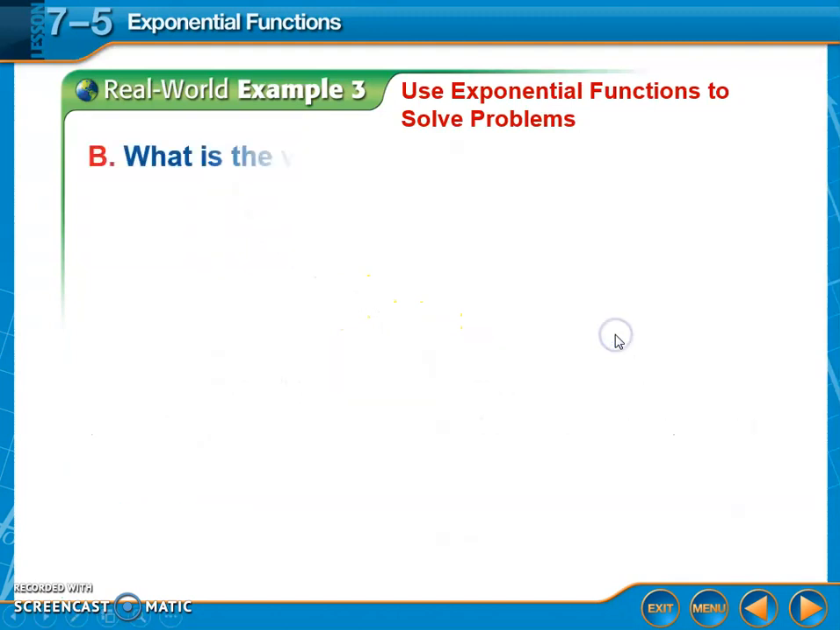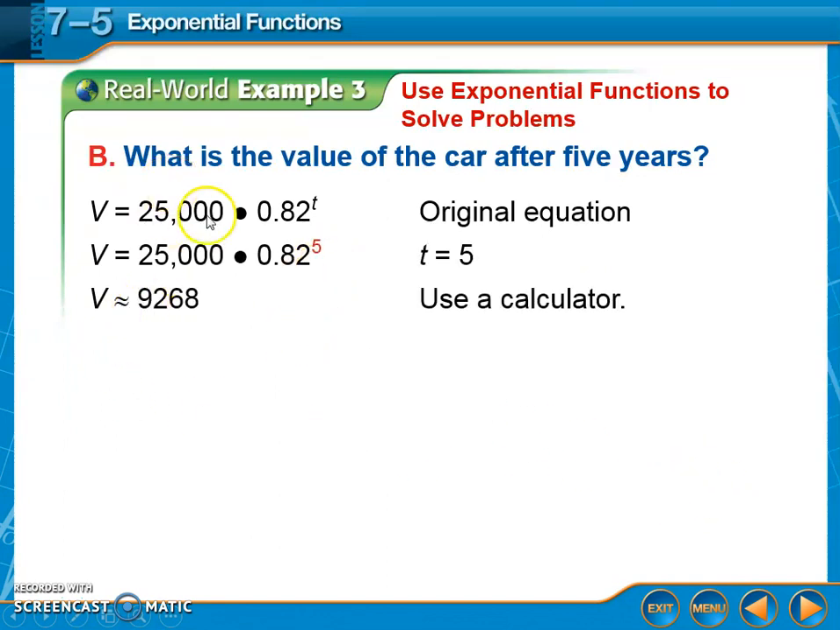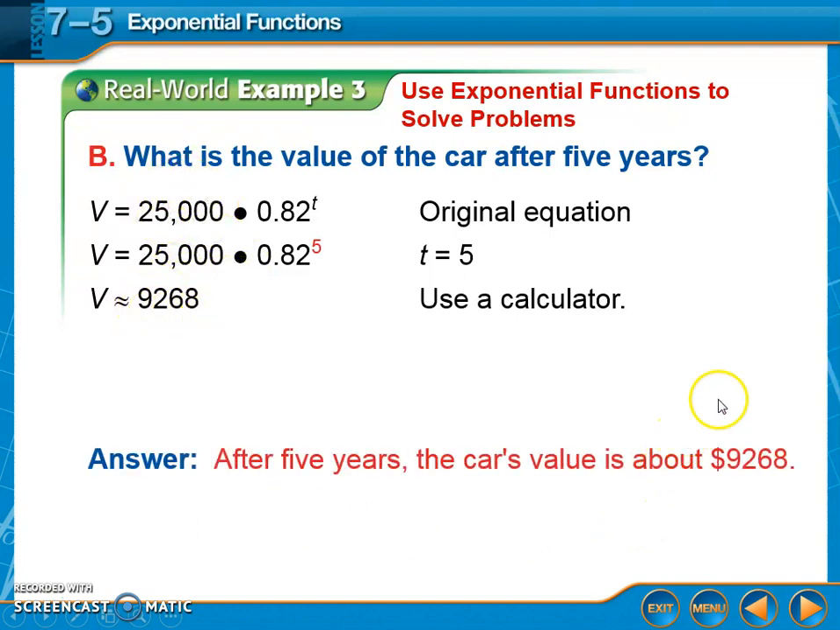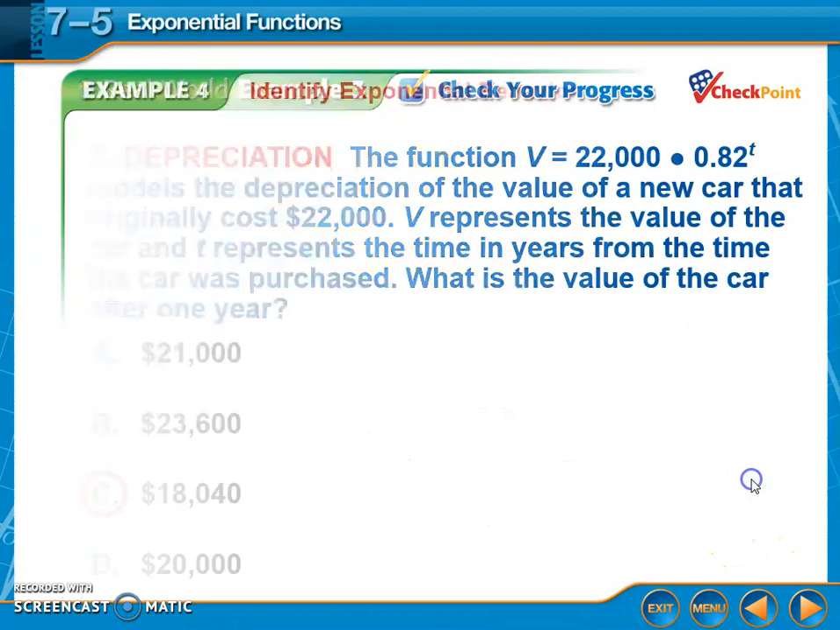Okay. All right, so value after 5 years, we put a 5 in there, we press enter. That $25,000 car becomes a $9,268 car. So it devalued quite a bit after 5 years. Welcome to real life, guys. Okay, just looking like that, y'all could tell it was D just from the ones that we've done so far. All right, we're going to skip that one.